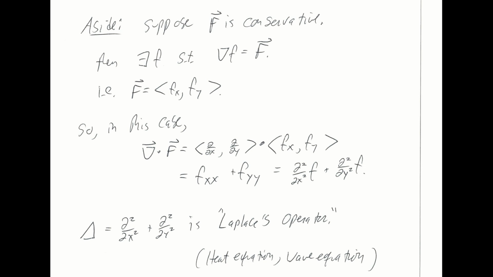And we do see that if you take the divergence of a conservative vector field, it amounts to applying Laplace's operator to the potential function, which is interesting. All right, we will return to talk about curl.